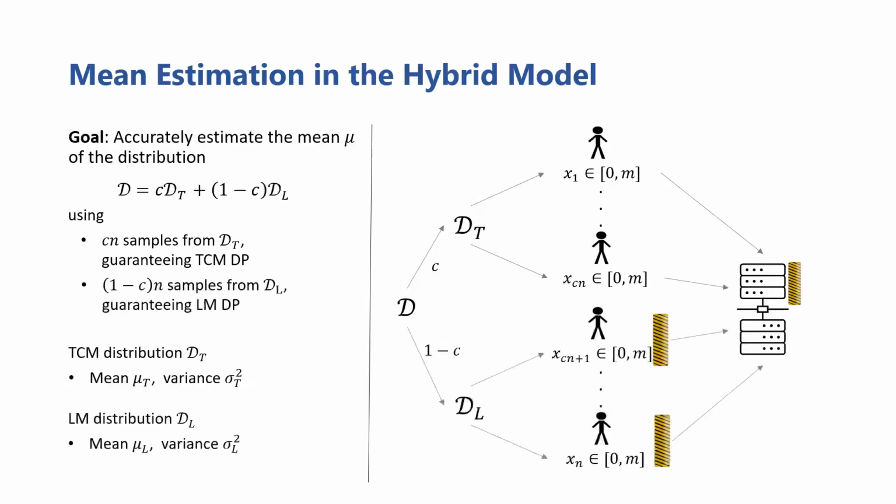Then, the remaining 1 minus C fraction of samples comes from another distribution that is specific to the local model users' data, with its own mean and variance, and we need to guarantee differential privacy for their samples under the local model. So now we're using a total of n samples to estimate the mean of this mixture distribution, D, ensuring differential privacy for both groups under their preferred trust models.